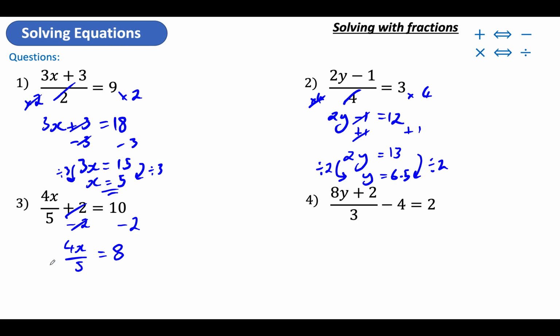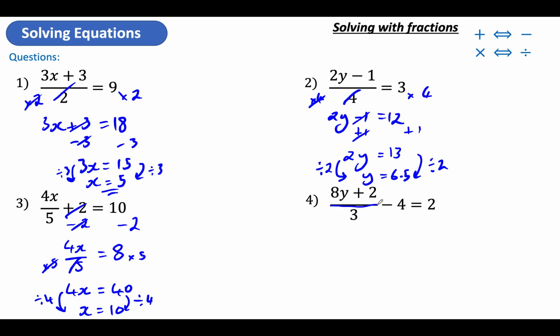Now everything is over that fraction line, that denominator. I can times by the 5 to remove it from this side, but this side also becomes 5 times bigger, which is 40. Now if 4x is 40, we only want one of them, so we divide by the 4, which is 10.